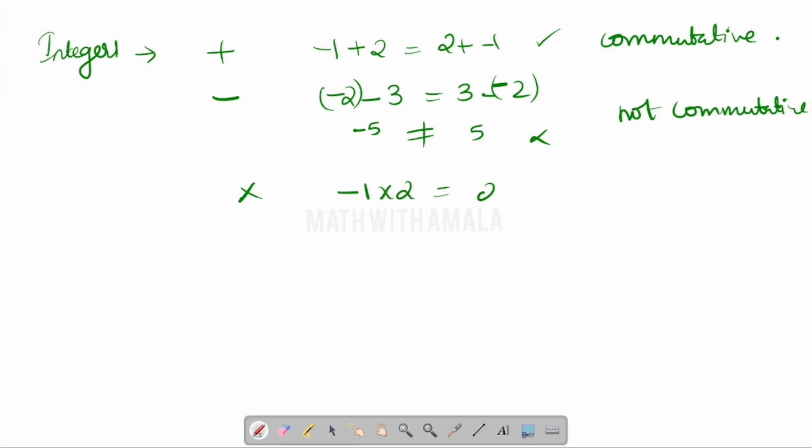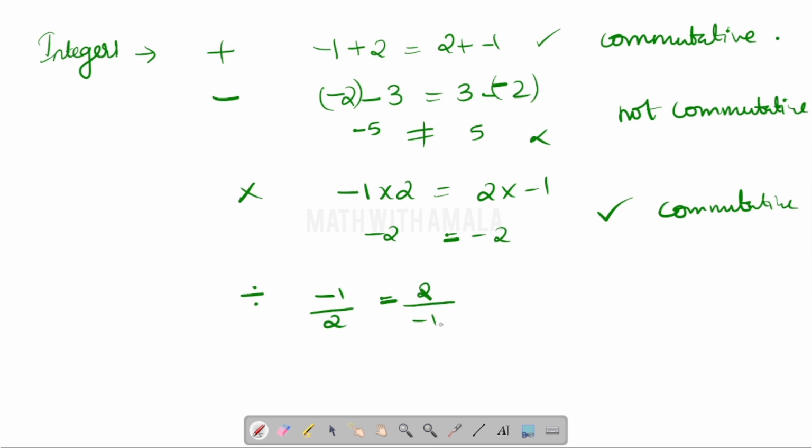Now let's check the multiplication. Minus 1 into 2 is equal to 2 into minus 1. Both sides are minus 2. So it is commutative. Like the whole numbers, addition and multiplication are commutative here. Let's check the case of division also. Minus 1 by 2 is not equal to 2 by minus 1. So we can say it is not commutative. So the only commutative operations are addition and multiplication. So the integers are commutative under addition and multiplication.